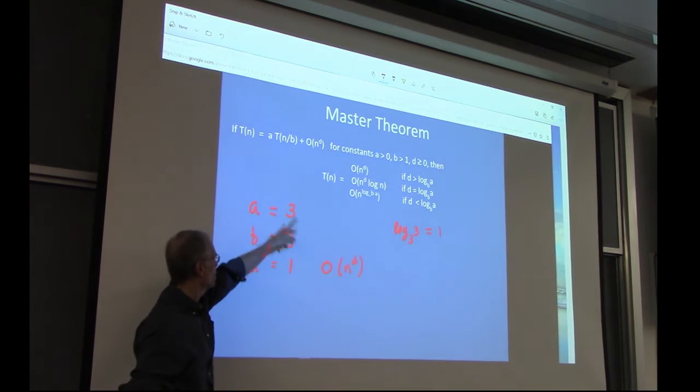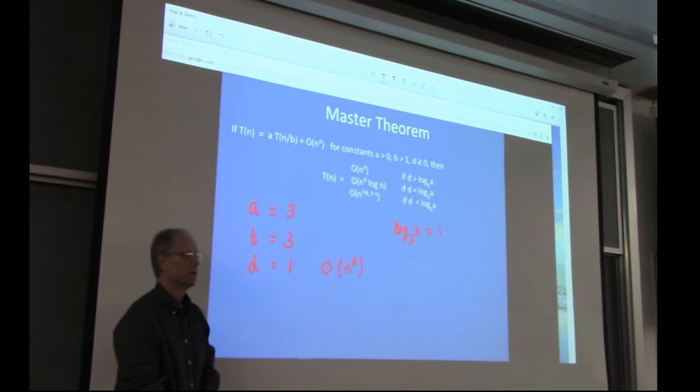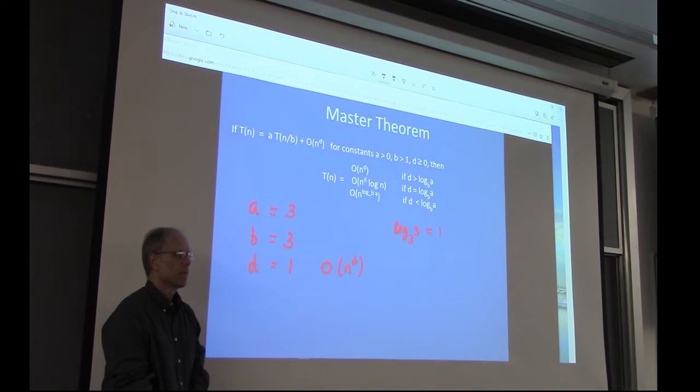Here we're doing 3 calls, each a third the size of the original. Yeah? And then just on the D, why is it 1? Why is it linear this time? You're just comparing 3, isn't that basically constant?